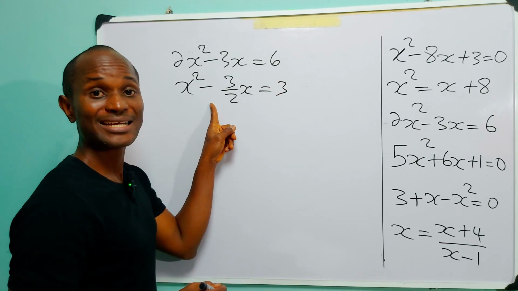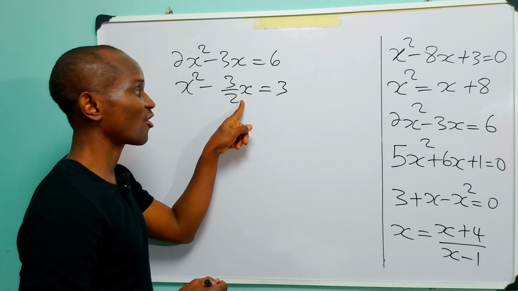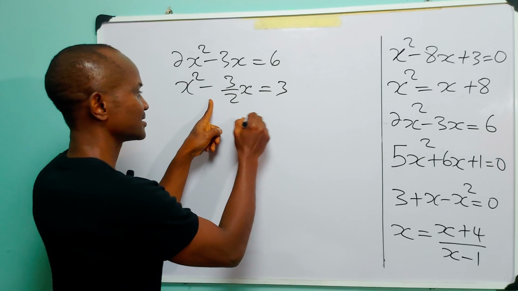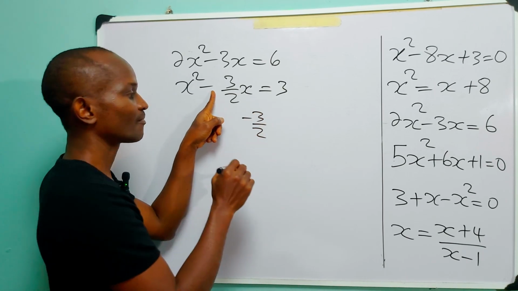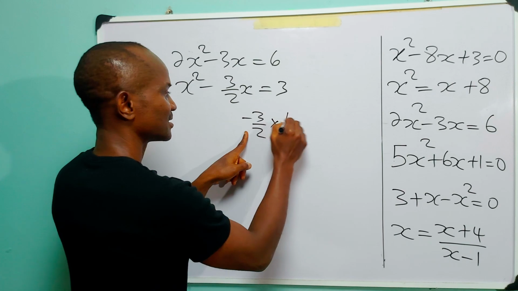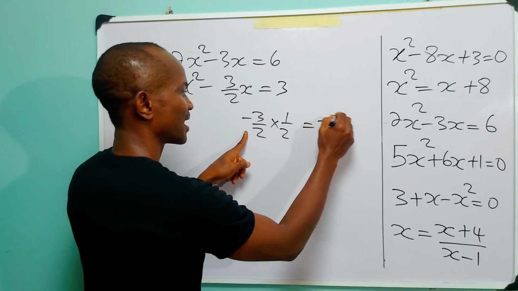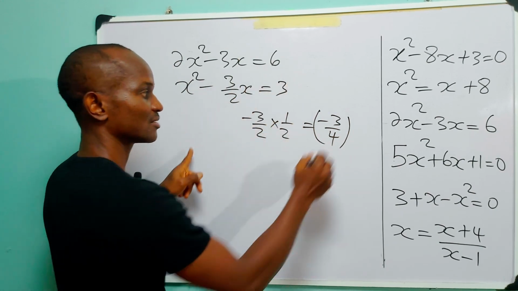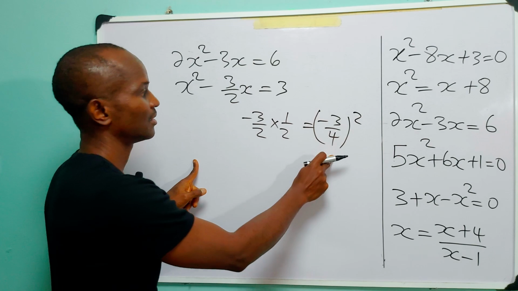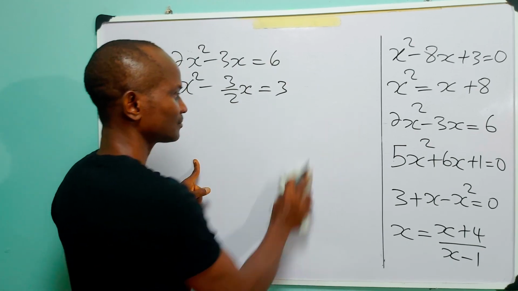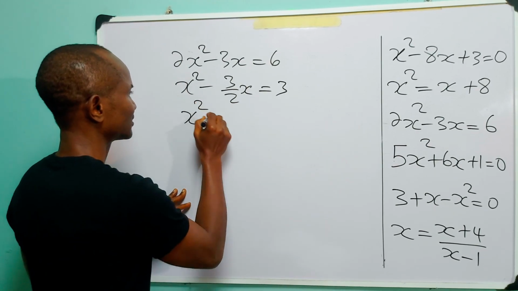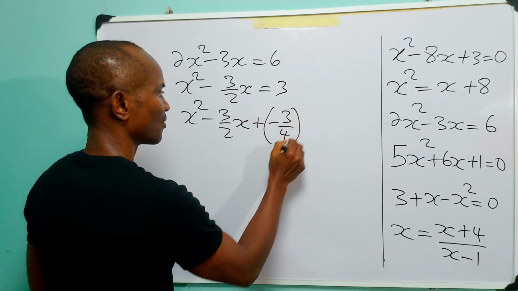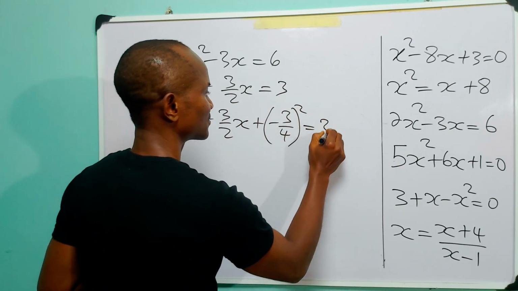Now the next step is to add the square of half the coefficient of x to both sides of the equation. Now the question is, what is the coefficient of x? It is minus 3 over 2. Now what is half of this? It is minus 3 over 4. So what we are going to be adding to both sides of this equation is this quantity. So we have x squared minus 3 over 2x plus minus 3 over 4 squared is equal to 3 plus.